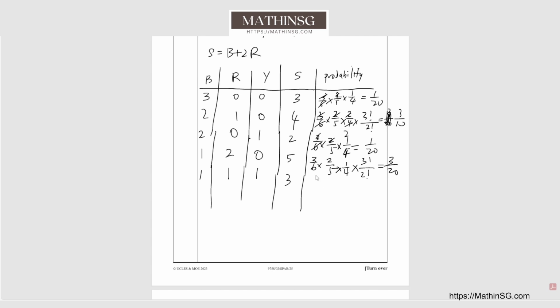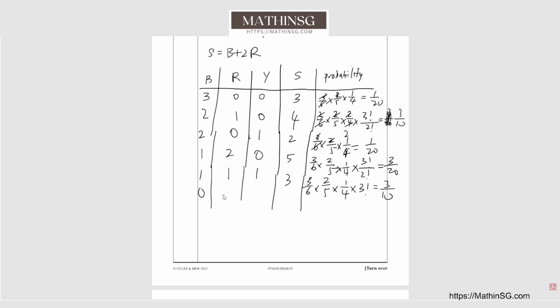So from here, I know that the probability is 3 over 6 times 2 over 5 times 1 over 4, and because there are 3 discs of different colors, it's times 3 factorial. So this will give me a probability of 3 over 10. Okay, now that I've looked at 1 blue, let's go on to 0 blue.